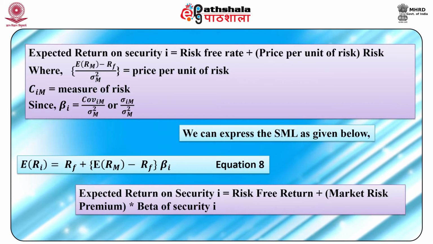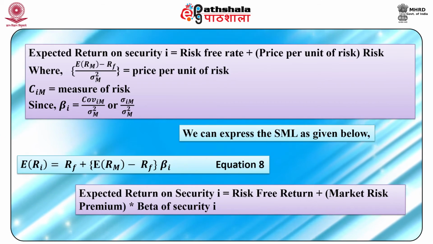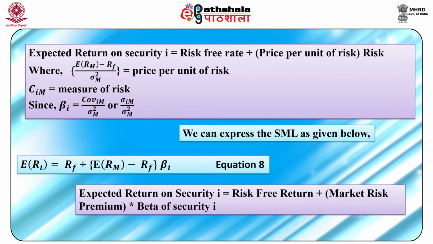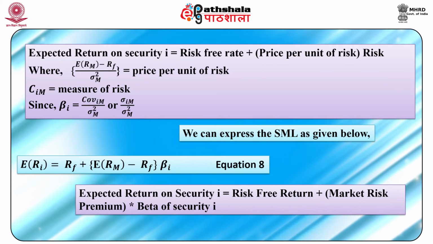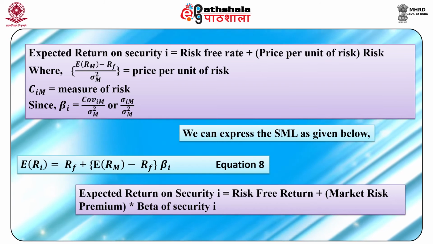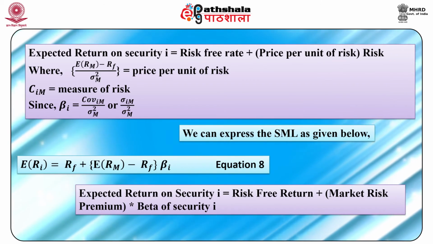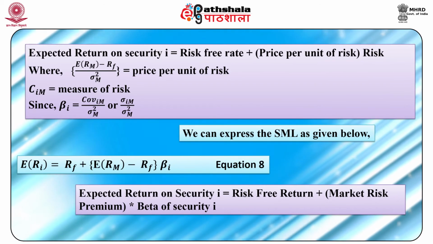In other words, the SML says the expected return on security i is equal to the risk-free rate plus the price per unit of risk into risk, where (E(Rm) - Rf) / σ²m, as explained earlier, is the price per unit of risk. Cim, as mentioned earlier, is the measure of risk. Since, as we now know, βi is equal to Covim upon σ²m, or σim upon σ²m, this can be expressed as below.